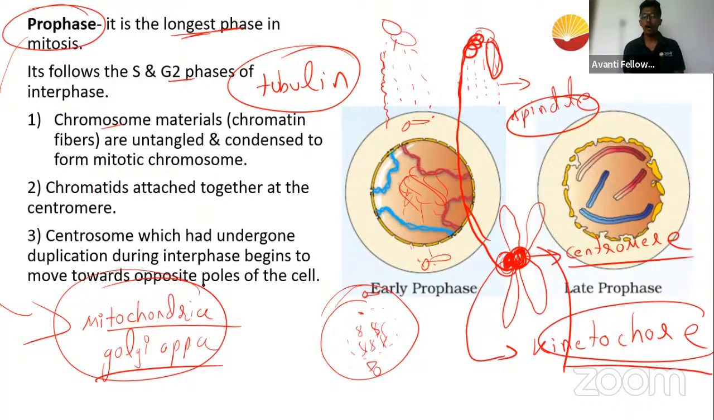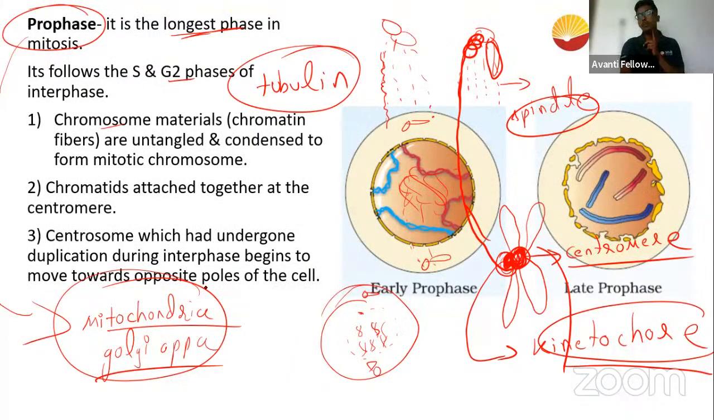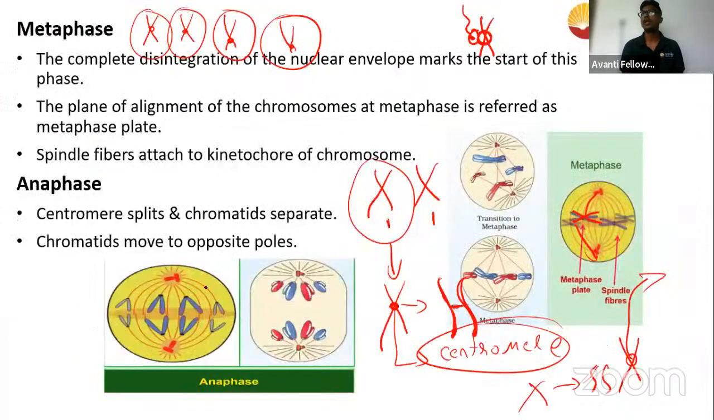And now what happens? These chromosomes undergo reorganization. And more importantly, I told you that in the beginning of the prophase, the nuclear envelope starts disappearing. Along with the nuclear envelope, you can expect some of the cell organelles to disappear. I told you in the last class that some of the cell organelles will disappear.